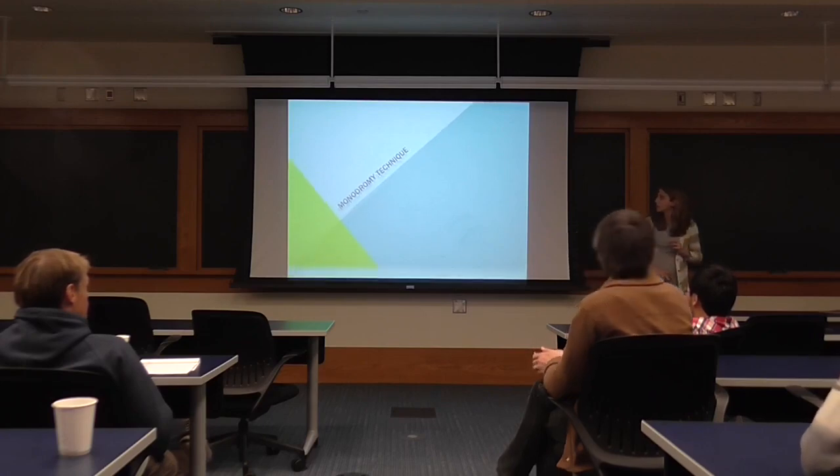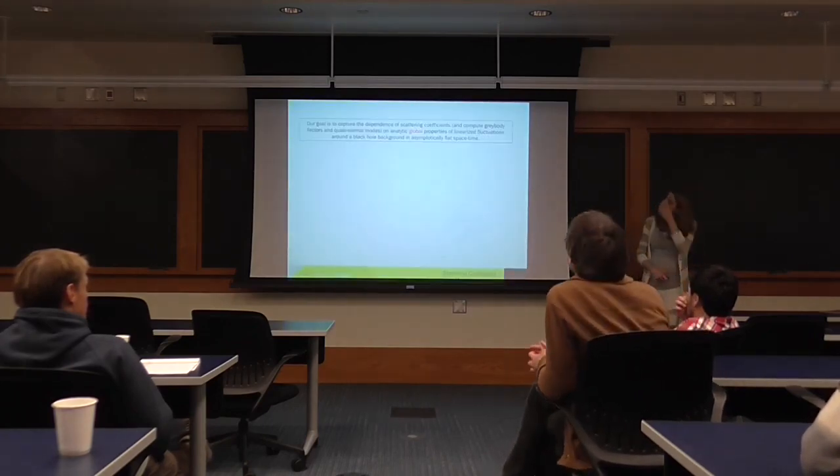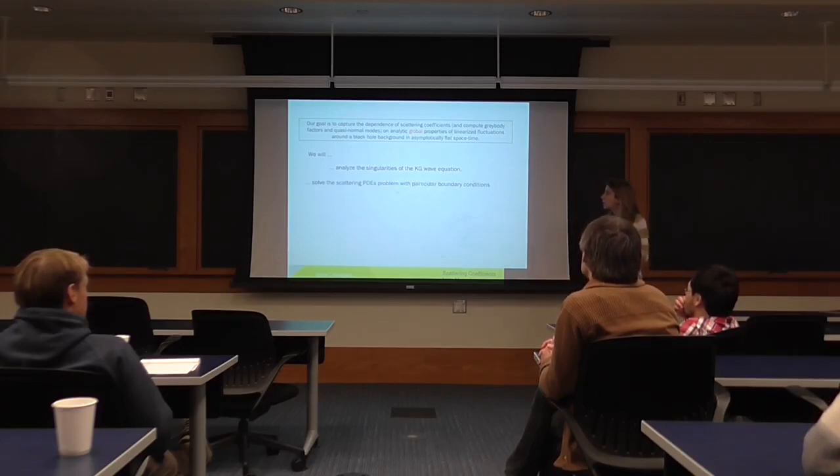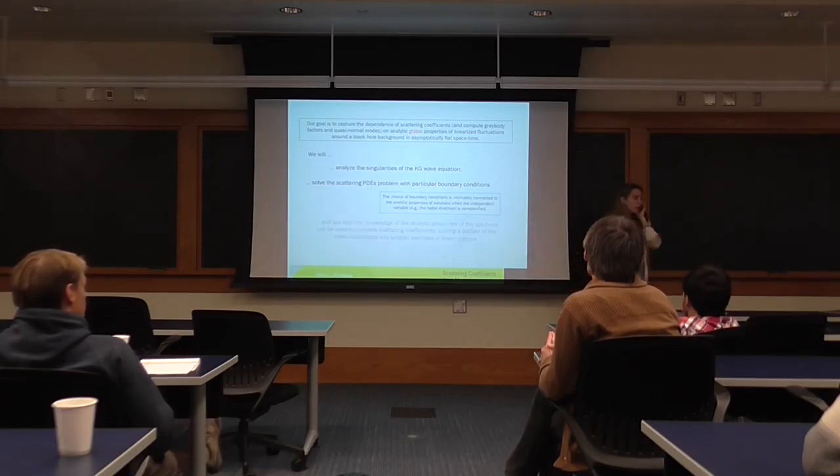So, okay, how do we do the magic? This is called the monodromy technique. The basic idea is you take your differential equation or Klein-Gordon equation, find some PDEs for your problem, and set some boundary conditions. The boundary conditions are an important issue here. And we will see that the analytical properties of the solutions can be useful to compute the scattering process.